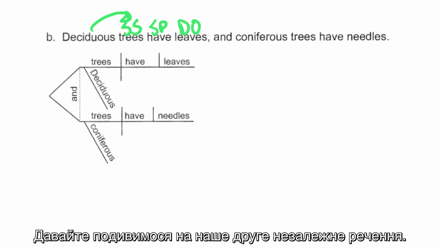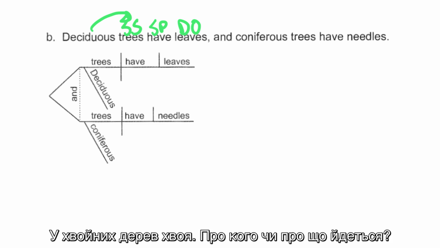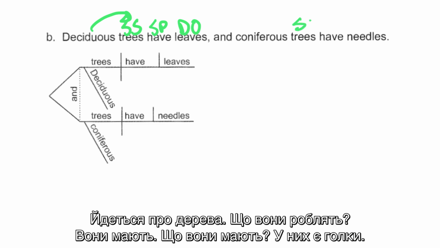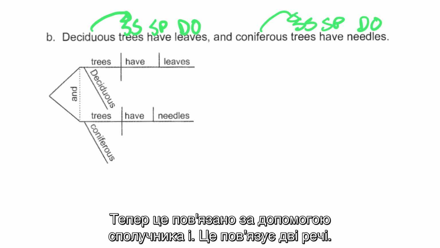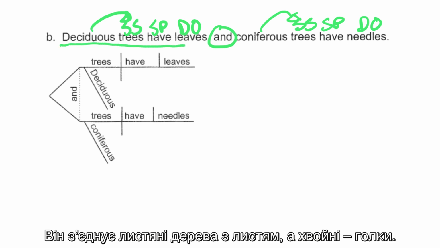Let's look at our second independent clause. Coniferous trees have needles. Who or what is this about? It's about trees. What do they do? They have. They have needles. What kind of trees? Coniferous. Now this is connected with a conjunction, and. It connects two things. It connects deciduous trees have leaves, and it connects coniferous trees have needles.